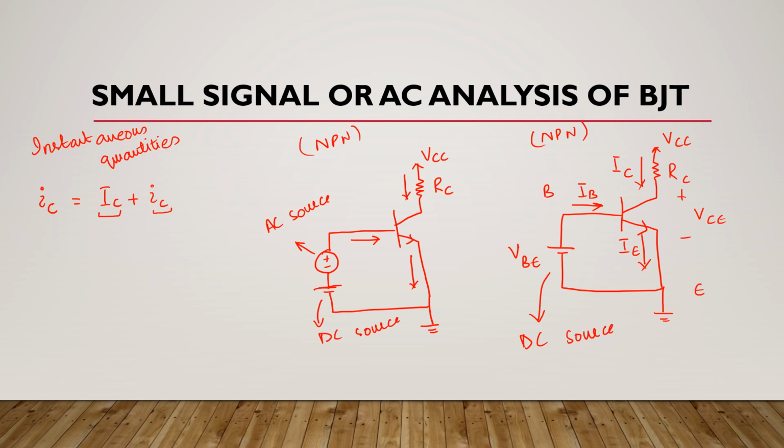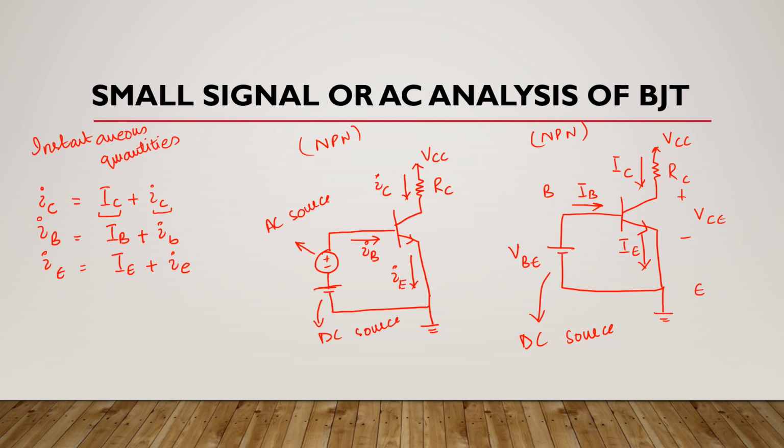Now what about instantaneous base current? It will be like this, it means it is the sum of DC base current plus time varying base current. Now what about emitter current? It is the sum of DC emitter current plus time varying emitter current. It means here we'll write this instantaneous collector current. Here we have instantaneous base current and here we have instantaneous emitter current.